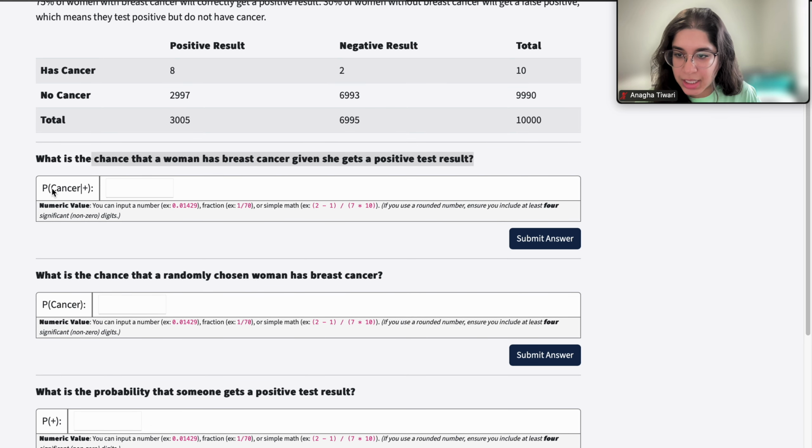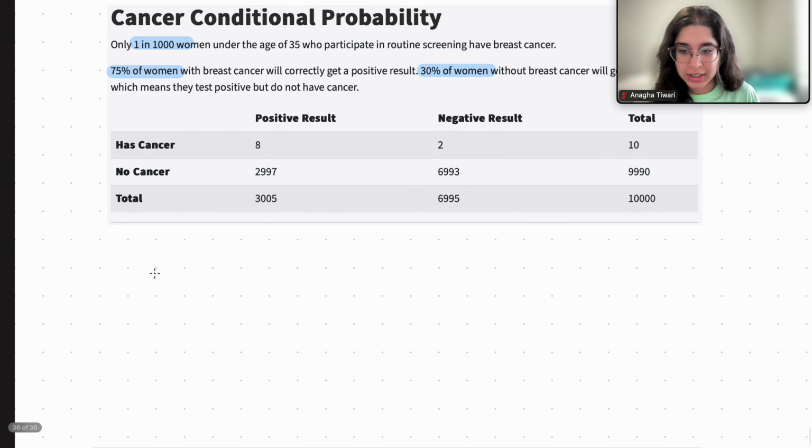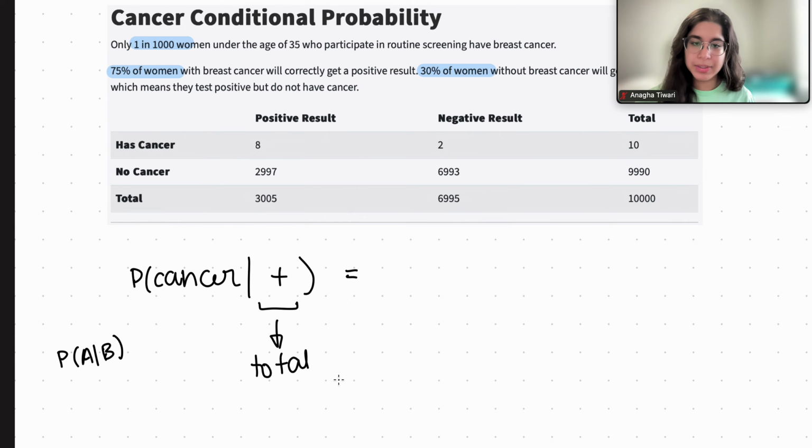So this means that we're basically finding the chance that a woman has breast cancer, so the probability of cancer, given she gets a positive test result. So it's probability of cancer given positive, right? And similar to the other conditional probability questions, the B part in our formula, the probability of A given B, the B event, represents the total that we are looking at. It represents the specific subset of the population that we are looking at. So this is basically going to be our denominator in our probability questions, right?